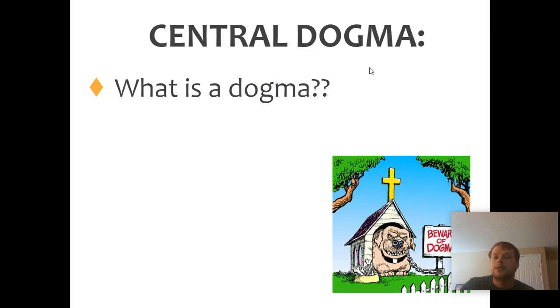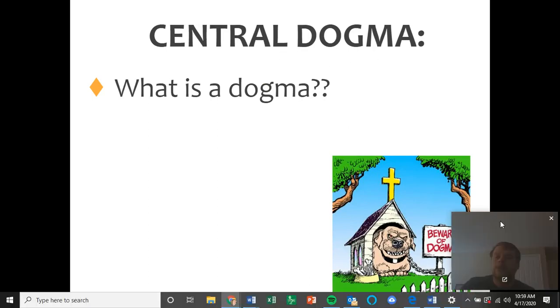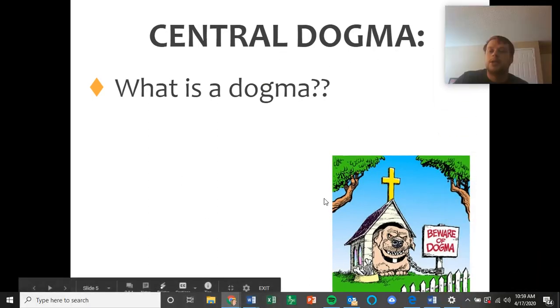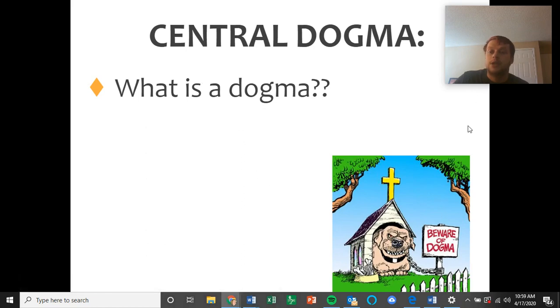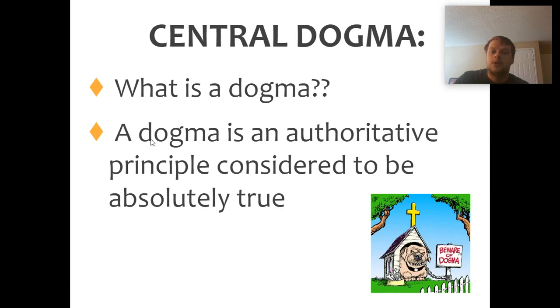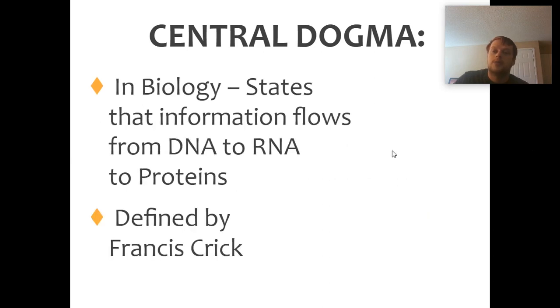So remember the central dogma we talked about before. If you're not familiar with the word dogma, dogma is an overarching belief. It's often used in religion, but sometimes in science as well. So it's an authoritative principle considered to be absolutely true, right? And our central dogma in biology says that information flows from DNA to RNA to proteins. This process was first defined by Francis Crick, and it's been proven ever since through experimentation.